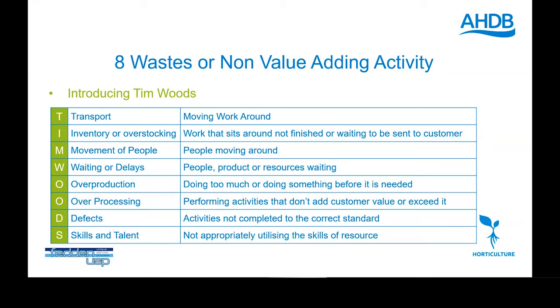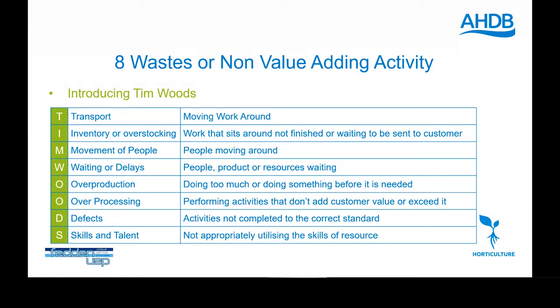So they are transport, moving work around; inventory, or stocking, overstocking, work that sits around not finished or waiting to be sent to the customer; movement of people. So that's the people equivalent of transport, people moving around; waiting or delays, so people, product or resources waiting for something; overproduction is about doing too much or doing something before it's needed.